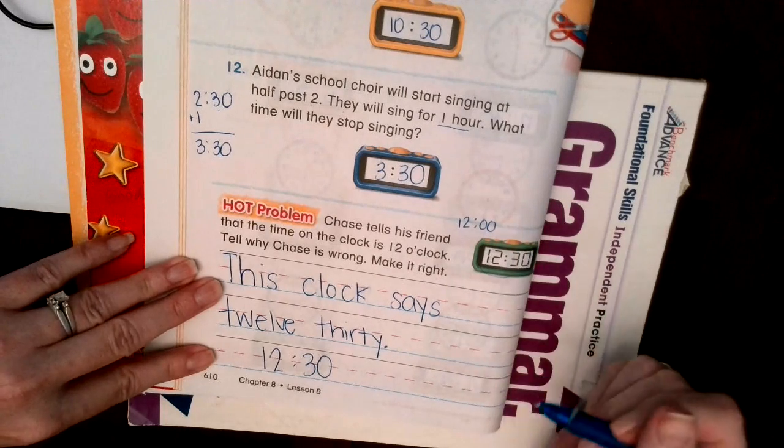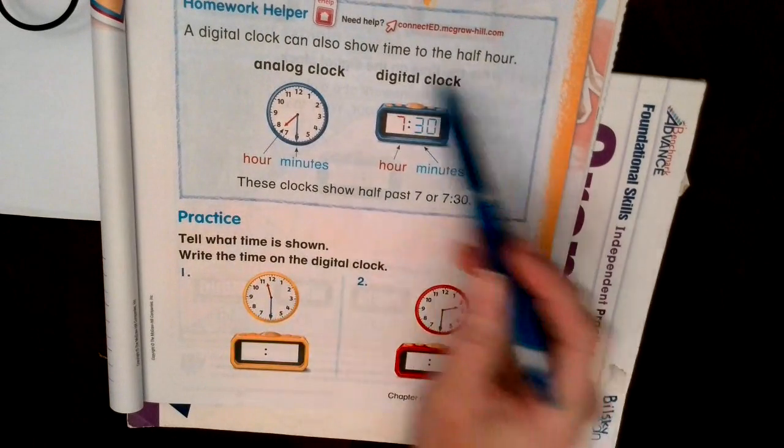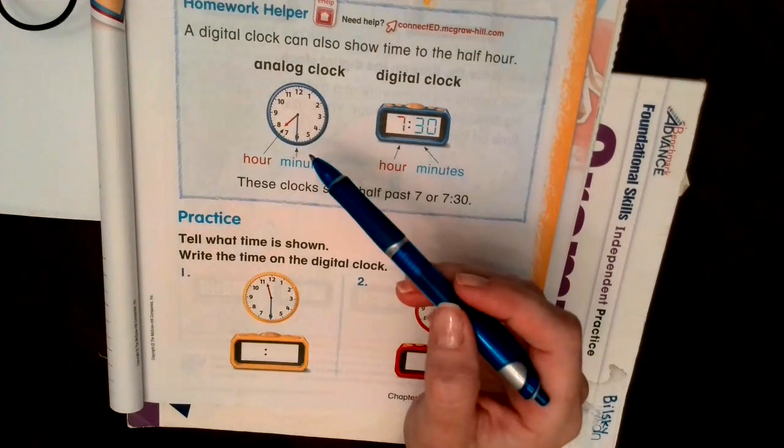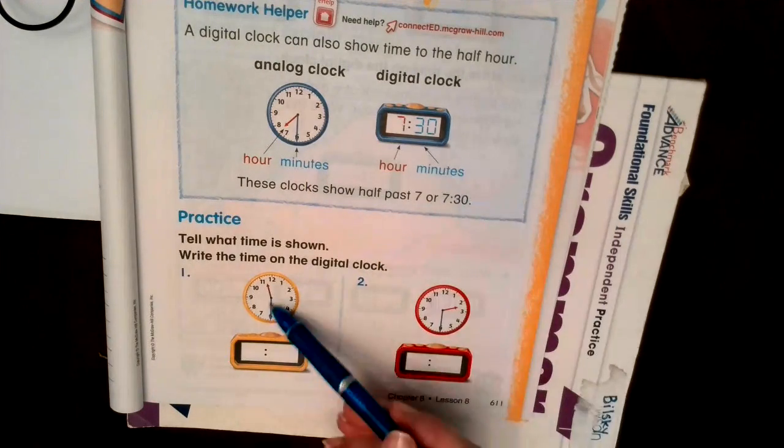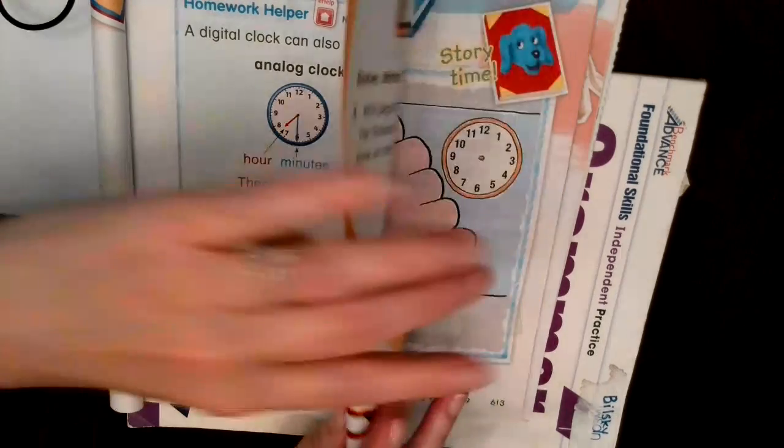Otherwise, fantastic job on telling time to the half hour. On your homework, again, it's just giving you a review of telling time on the half hour on an analog clock and then again on a digital clock. And that's doing the exact same thing we just did together.